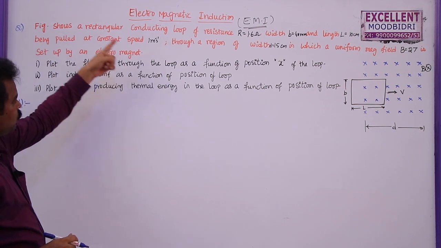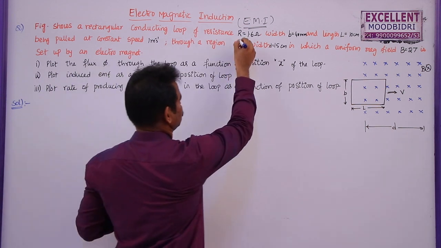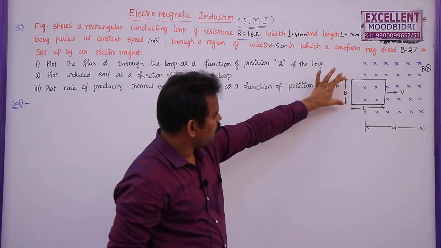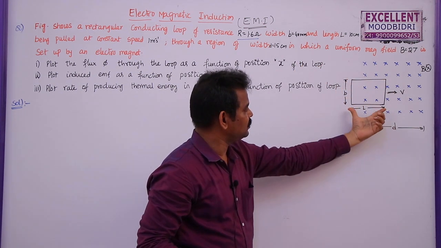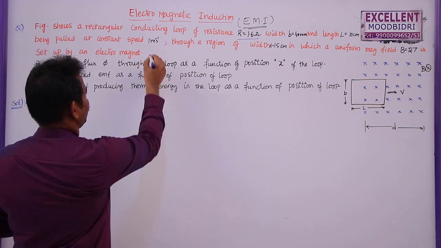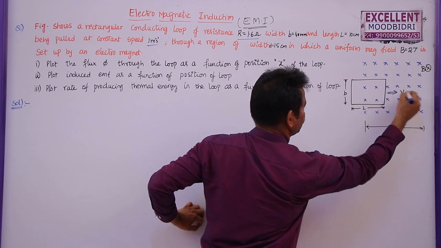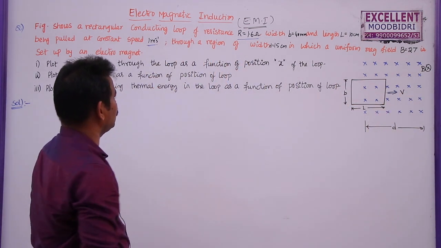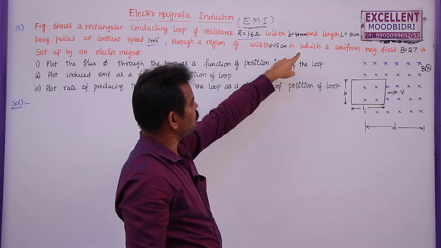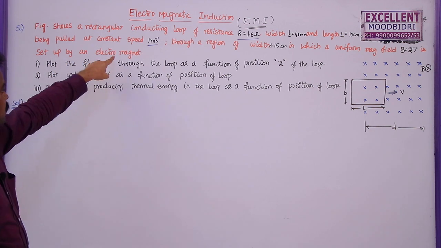Here, the figure shows a rectangular conducting loop of resistance 1.6 ohms. This is a rectangular conducting loop with width 40 millimeters and length 10 centimeters, being pulled at a constant speed of 1 meter per second towards the right side. It is pulled through a region of width 15 centimeters in which a uniform magnetic field of 2 Tesla is set up by some electromagnet.